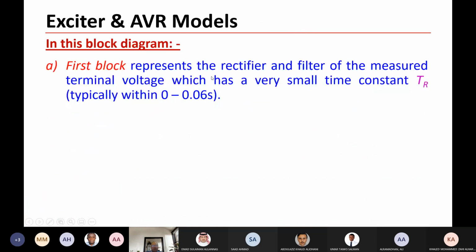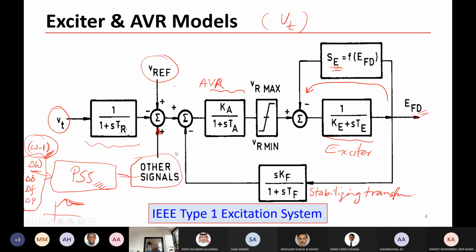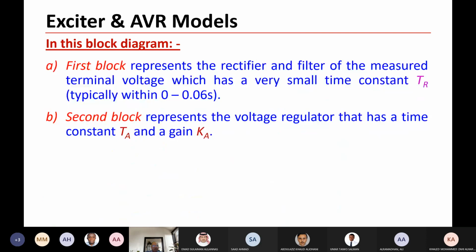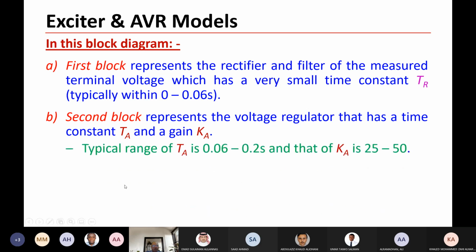The first block represents the rectifier or filter of the measured terminal voltage, and usually TR is typically between 0 and 0.06. And usually this is 0. We can set it as 0, so this becomes 1, assuming that the terminal voltage is coming here. But the time constant here is very, very small. The second block represents the voltage regulator, which has a time constant TA and again KA. The third block is the limit.